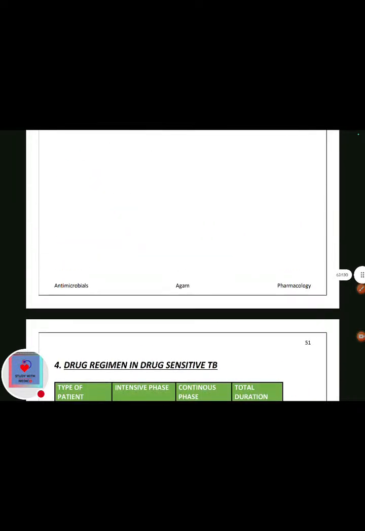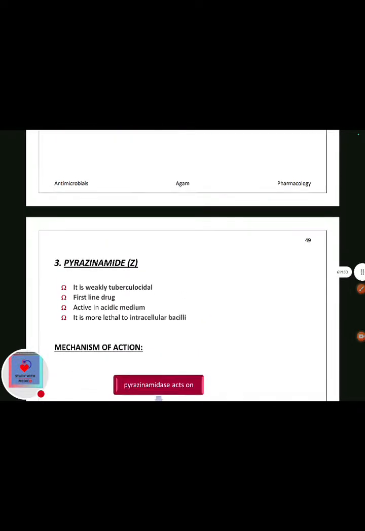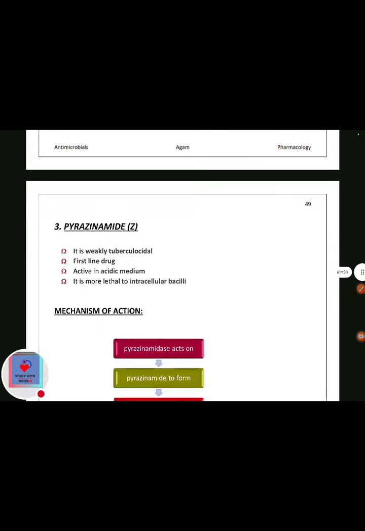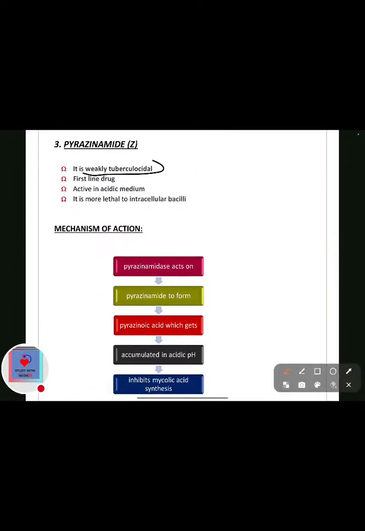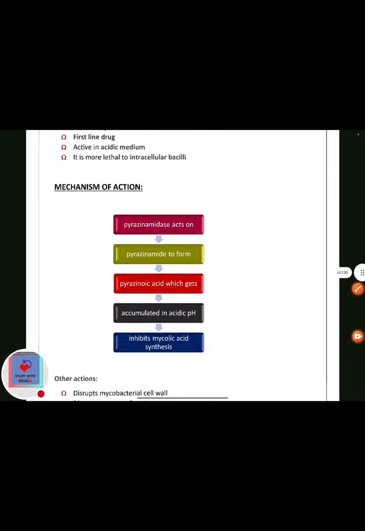What next can we talk about? Let's talk about the other drug, pyrazinamide. So HRZ: talking about pyrazinamide, it is weakly tuberculocidal, not very good like rifampicin and isoniazid. It is a first line drug, active in acidic medium, and more lethal to intracellular bacteria. If the bacteria is inside the cell, then it is more lethal to it.